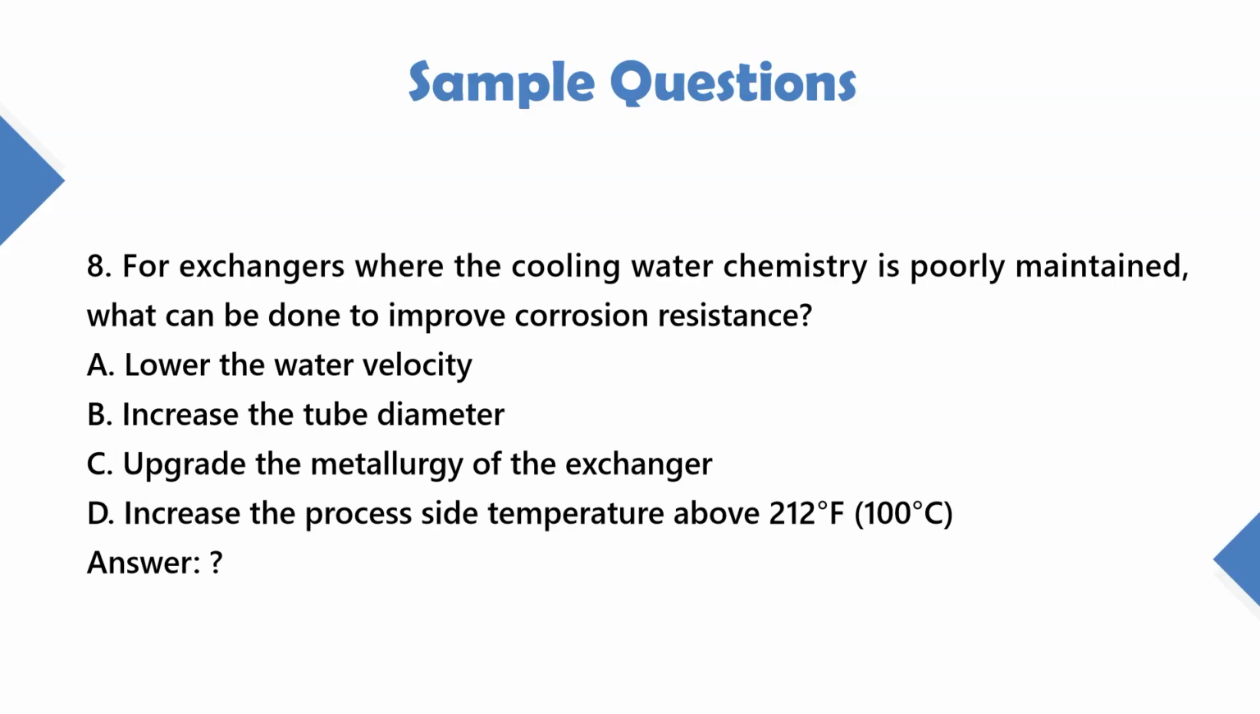8. For exchangers where the cooling water chemistry is poorly maintained, what can be done to improve corrosion resistance? A. Lower the water velocity. B. Increase the tube diameter. C. Upgrade the metallurgy of the exchanger. D. Increase the process side temperature above 212 degrees Fahrenheit, 100 degrees Celsius.